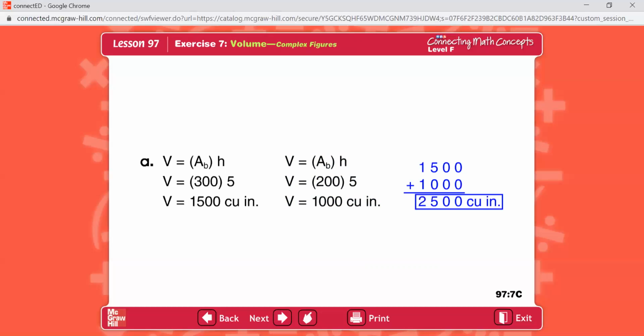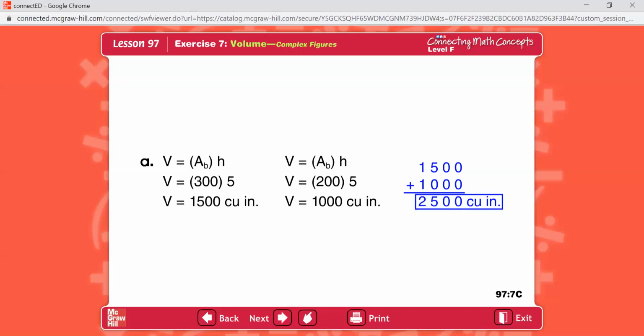Item B. Figure out the volume of the bottom stair, then stop. The height is 6/10 of a foot. The base of the stair is 2 feet times 3 feet. The height is 6/10 of a foot. The volume is 3 6/10 cubic feet.